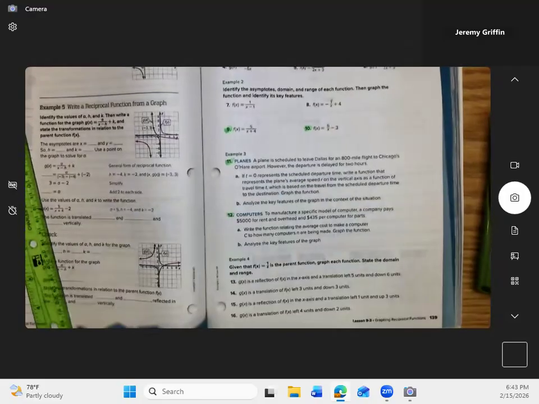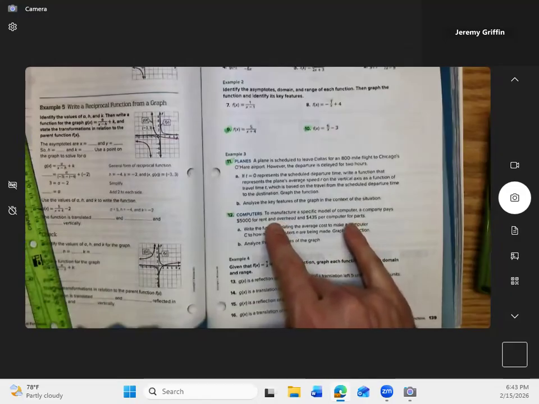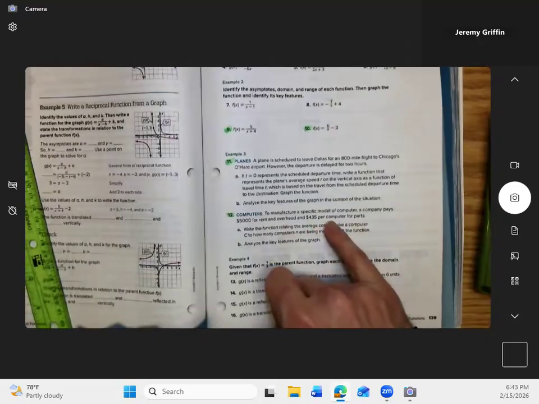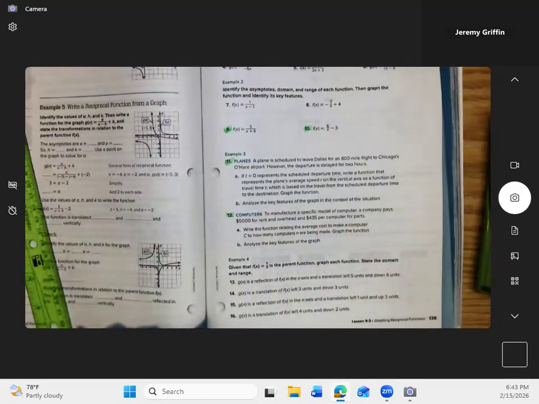All right, number 12, computers. To manufacture a specific model of computer, a company pays $5,000 to rent and overhead and $435 per computer for parts. Create a function relating average cost of a computer C to how many computers N were made and graph the function.